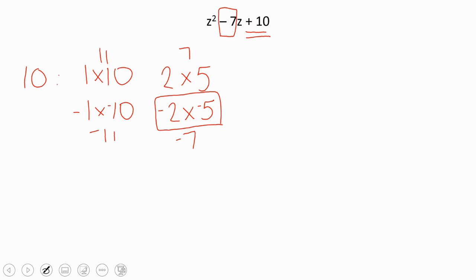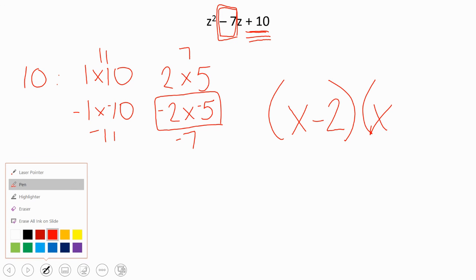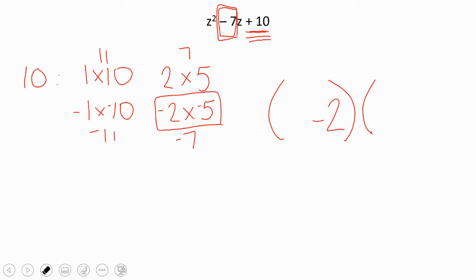So therefore, negative 2 and negative 5 have to be the factors, because negative 2 times negative 5 is positive 10, and negative 2 plus negative 5 is negative 7. So when we write that, we have x minus 2. Oh, sorry, we're in z, not x. Should have the right variable. So z minus 2 and z minus 5. Making sure that those are negatives. That's why I put minus.